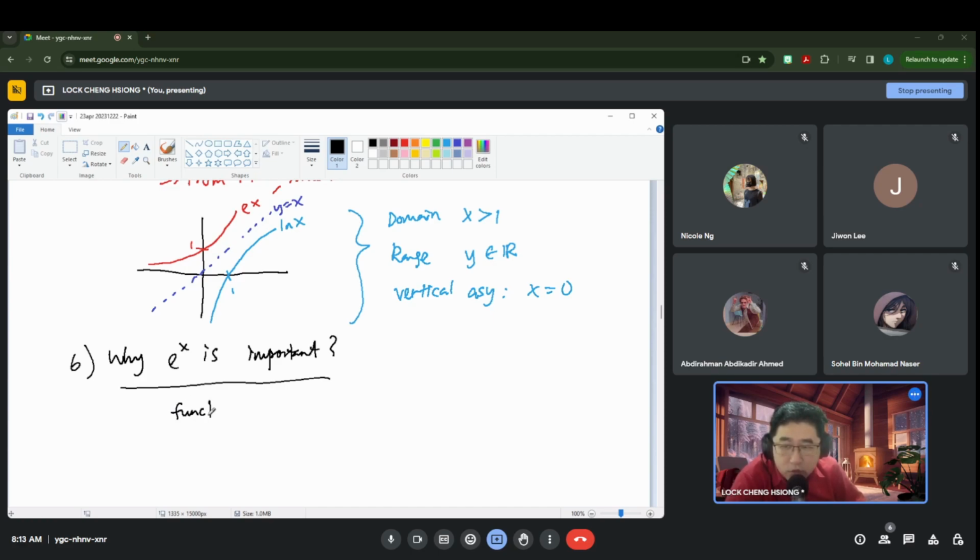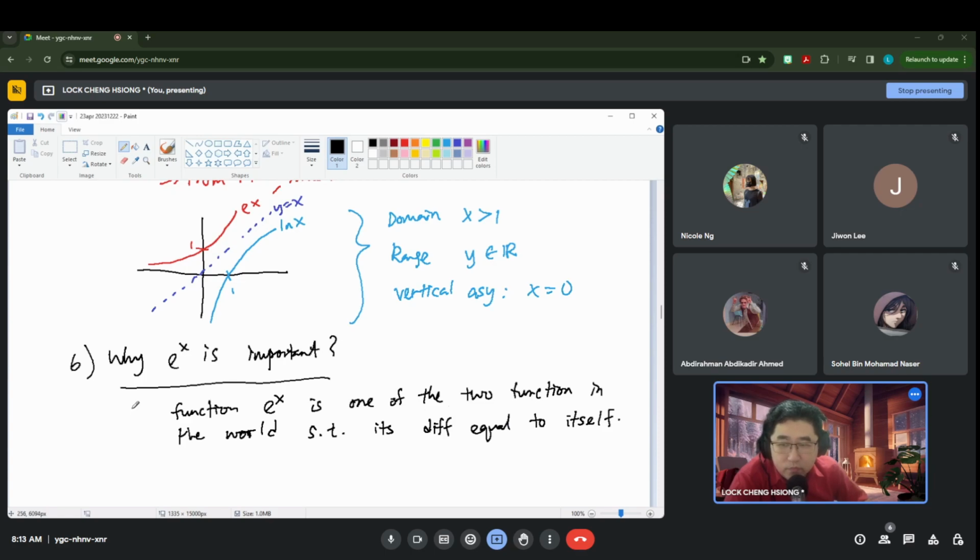a function e^x is one of the two functions in the world such that its differentiation equals itself. If we write it mathematically, d/dx of e^x equals e^x. Why is it important? Because the function e^x is one of the two functions in the world such that its differentiation equals itself. Therefore, it's important.